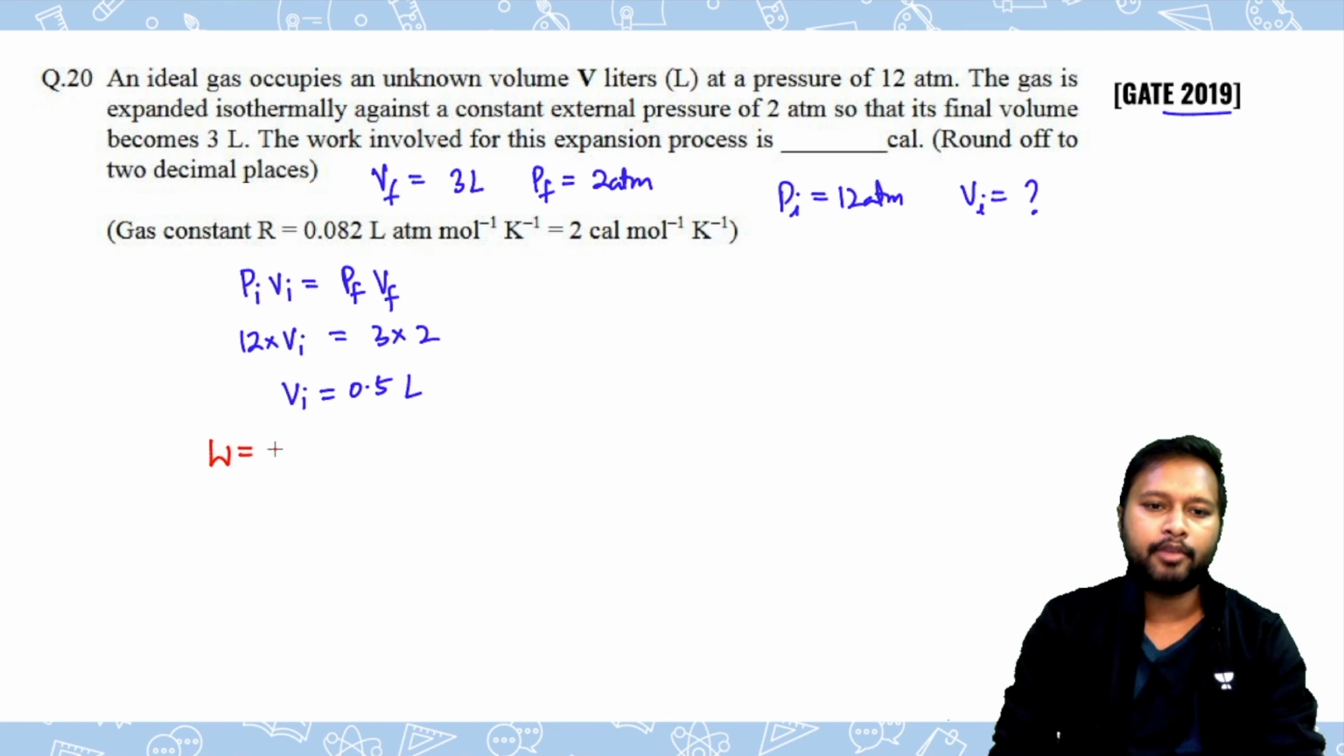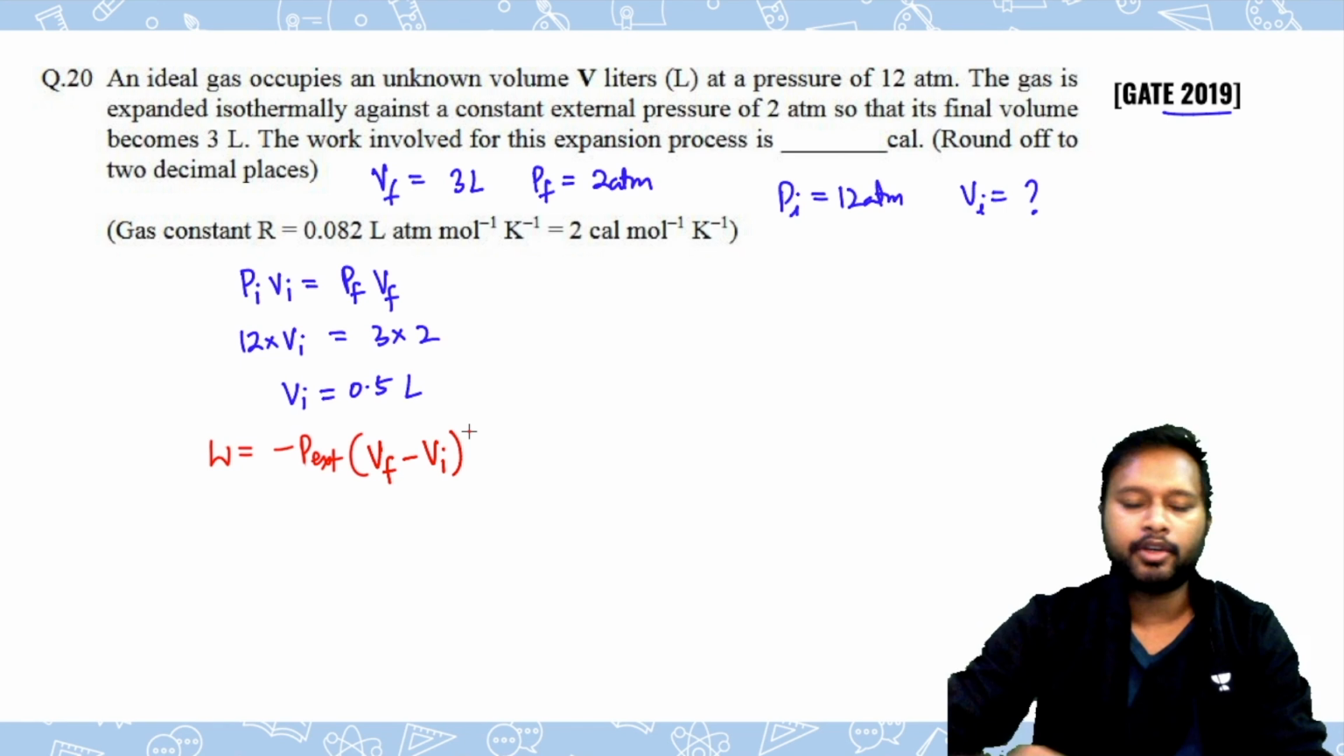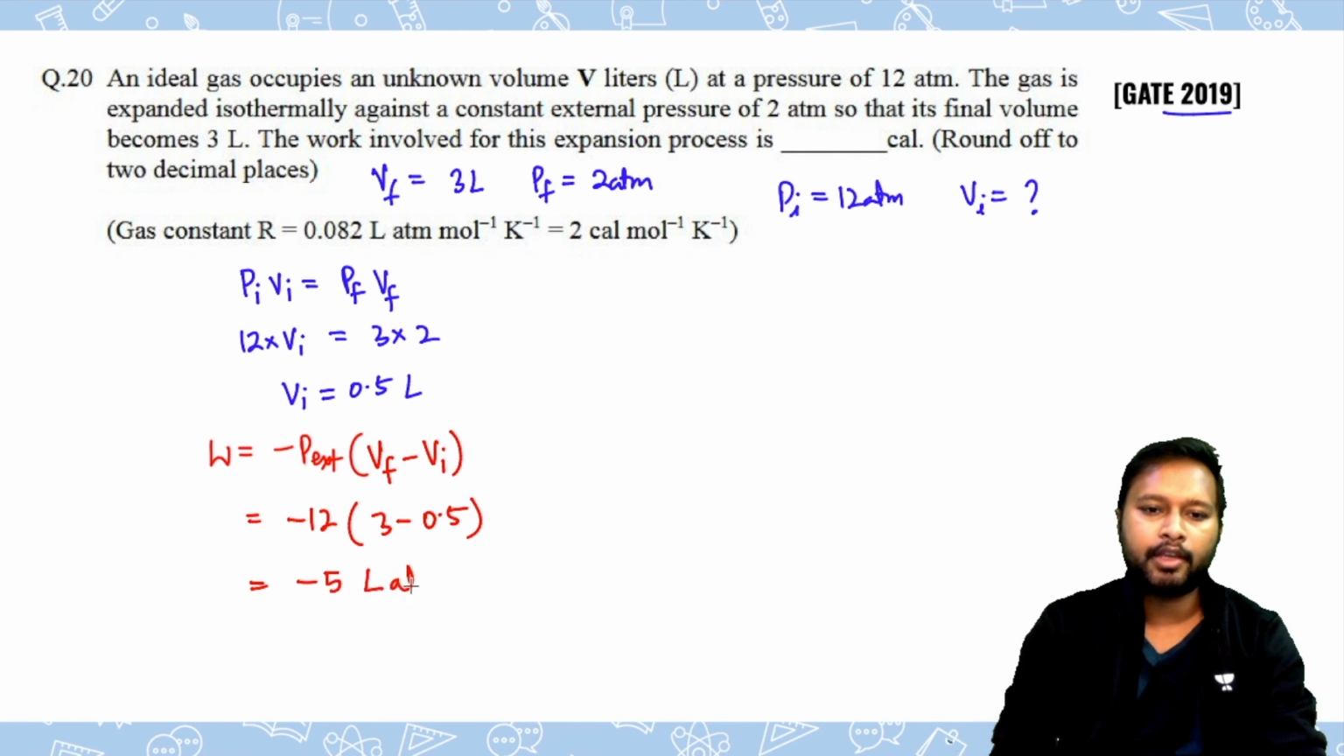So your work done will be equal to minus P external times the bracket of final volume, Vf minus Vi. Just put the values now. P external is how much? 12 atm. So minus 12. Final volume is 3 liters, initial is 0.5 liters. Subtract that. 2.5 is what you will get, multiply it with 12 and you will get around 5. So minus 5 liter atm, because volume is in liter and pressure is in atm.